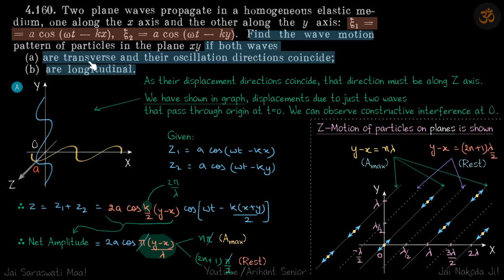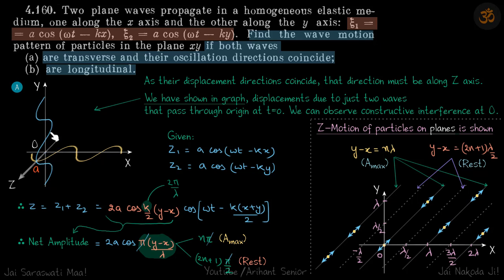So first is when the waves are transverse and their oscillation directions coincide. One wave is traveling along x and one wave is traveling along y, and the waves are transverse. So their oscillations can be anywhere perpendicular to y. This oscillation can also be anywhere perpendicular to x, but they are coinciding. So the only direction where they can coincide is the z direction.